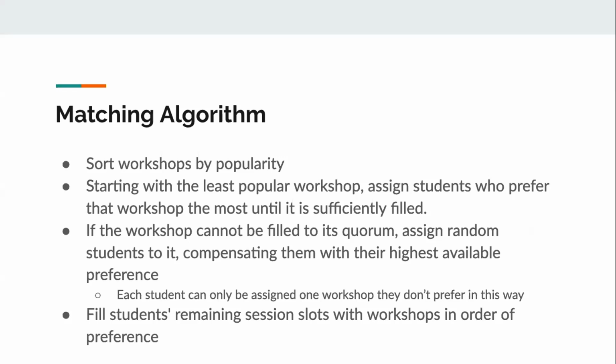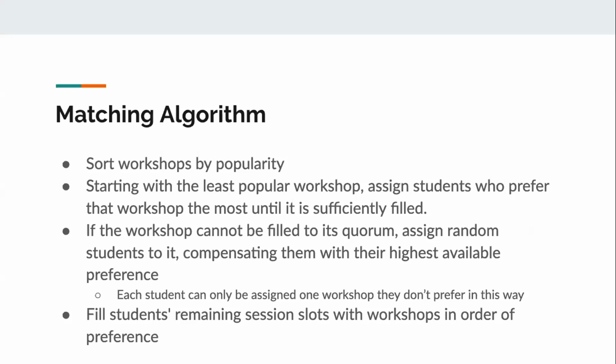The reason this is important is that some workshops don't have enough students who prefer those workshops to reach their minimum value. And so in order to meet that, we need to know in advance that we're going to need to assign students who didn't list those workshops as preferences to those workshops in order to make them reach their quorum. This is our first stage in the workshop matching algorithm.